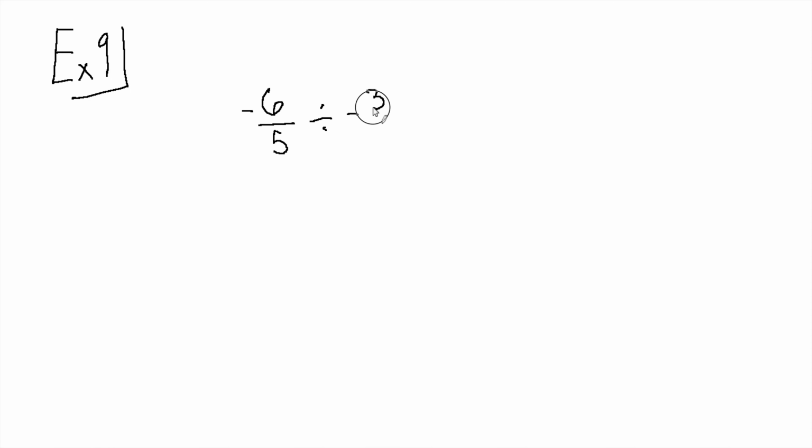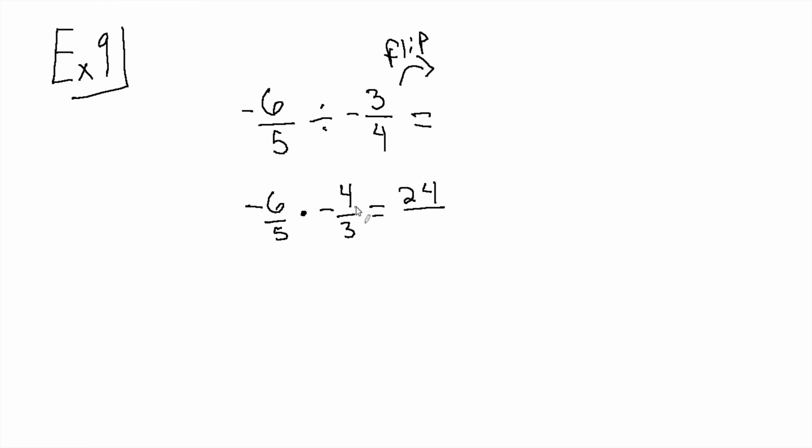Say we have a negative 6/5 divided by a negative 3/4. Flip the negative 3/4, or do the reciprocal of it, and then multiply it by the negative 6/5. Go ahead and multiply the top numbers, negative 6 and negative 4, give you a positive value, 24, and then 5 times 3 would be 15. And that would be your answer, 24 over 15. If you wanted to reduce it, you could, or make it into a whole number fraction.